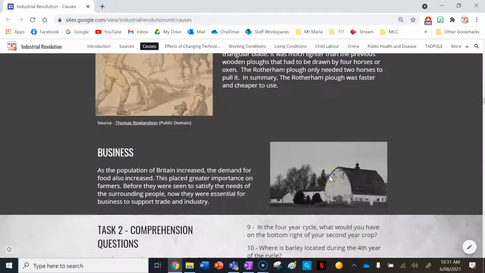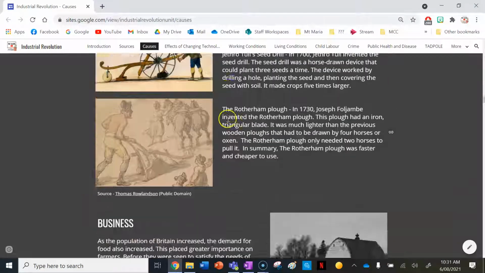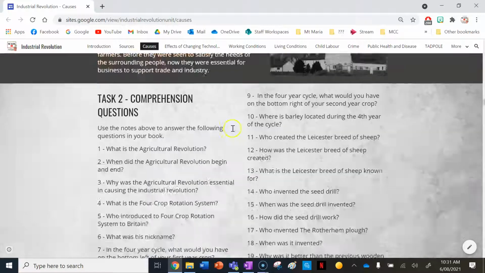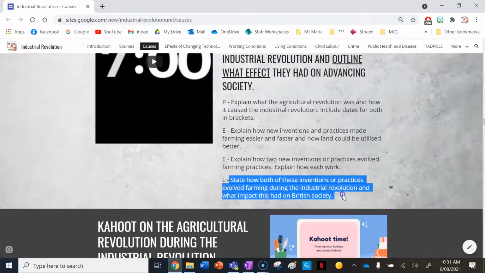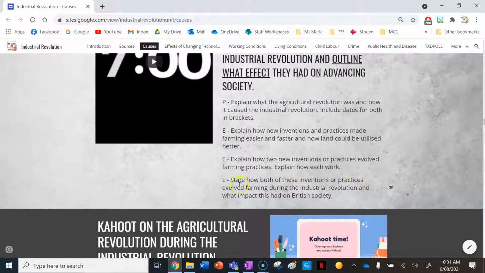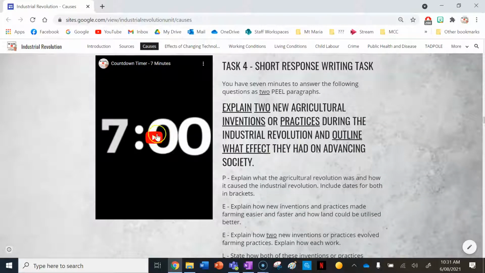So you need to go ahead and choose 2 of these. So either crop rotation, breeding, inventions such as the seed drill or Rotherham plough, or the fact that farms were seen as businesses. And then for your links, state how both of these inventions or practices involved farming during the Industrial Revolution and what impact it had on British society. So see if you can do that in under 7 minutes, guys.